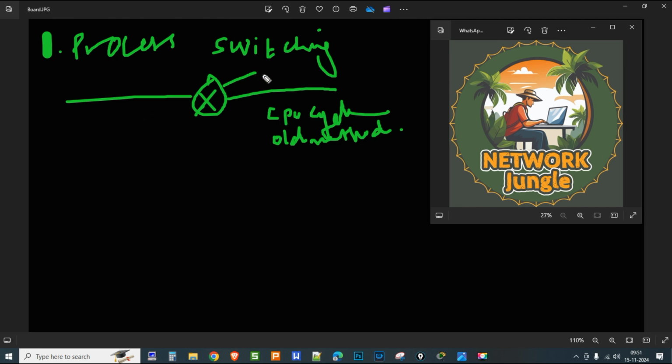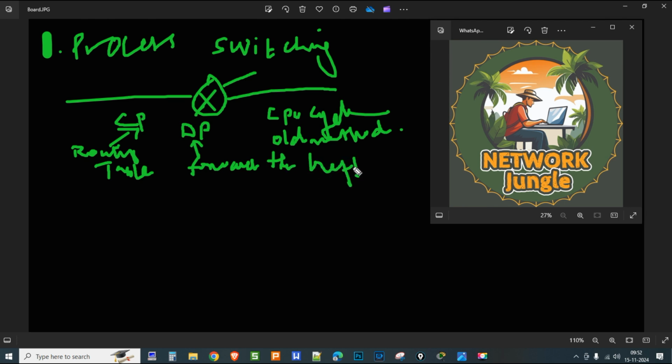Every time it learns the routing information from the control plane. What is the difference between the control plane and the data plane? The control plane updates the routing table, the routing information. The data plane simply forwards the data traffic from source to destination. Most of the routing information is learned from the control plane only.